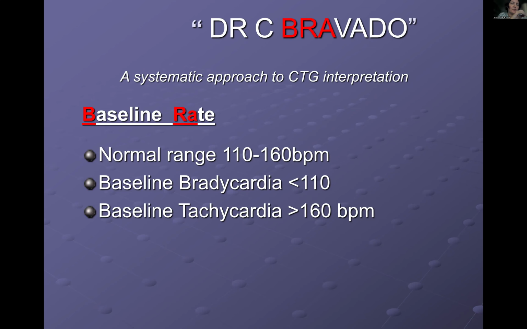And it's important to determine your baseline rate from the beginning, because once you've established the baseline rate, you can then work from it. Sometimes you might need to look at a long stretch of a trace. You can't just base yourself on a tiny piece, but you need at least a 20 to 30 minute stretch of CTG to determine the baseline rate. From there, you can then calculate whether there are accelerations or decelerations and the type of decelerations. So that's the BRA, baseline rate.